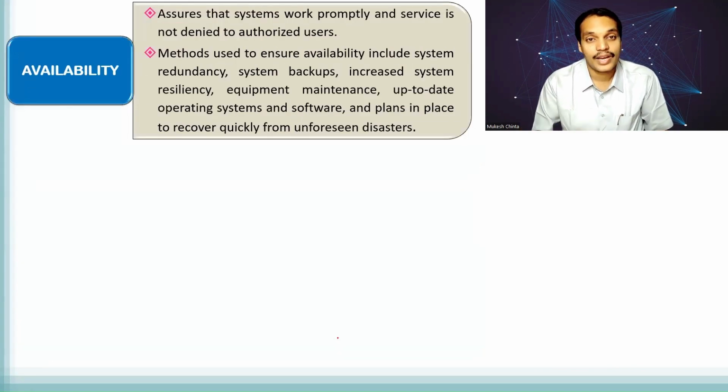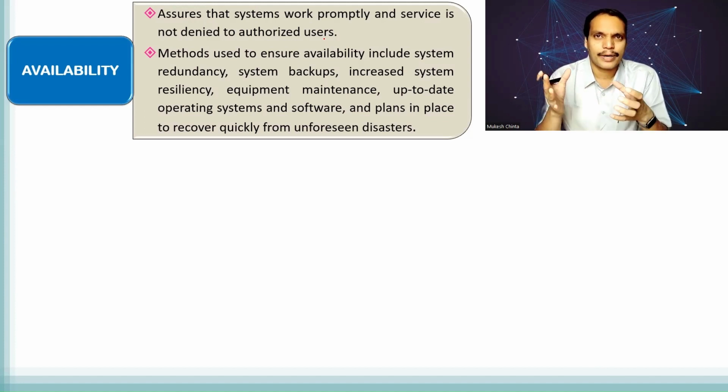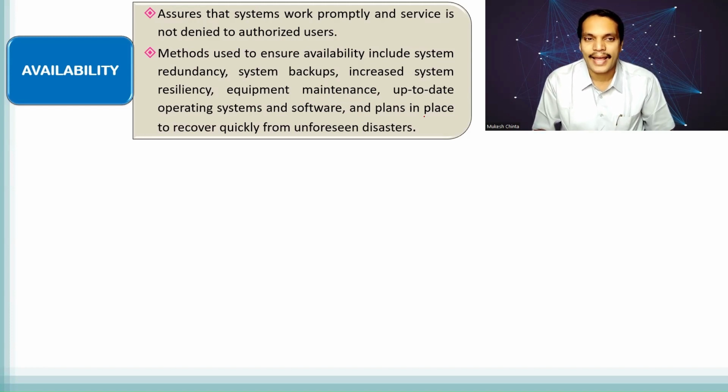Okay. Let's come to availability also. Availability, as I told you, assures that the systems work promptly and service is not denied to authorized users. So if you are an authorized individual, you have to ensure that the particular service is always available to your authorized user. And how do you ensure availability? You have to include system redundancy, system backup, increased system resiliency, equipment maintenance, up-to-date operating systems and software, and plans in place to recover quickly from unforeseen disasters.